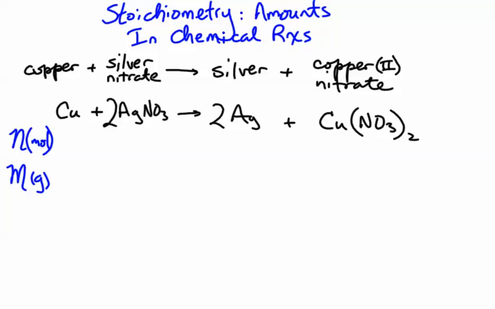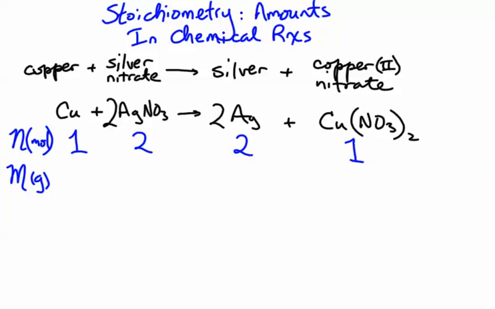So, copper, how many do we have? How many moles? Shout it out. We got 1. How many moles of silver nitrate react with 1 mole of copper? 2. Good, 2 moles. How many moles of silver come out the other end? 2. And how many moles of copper nitrate? 1. Great.